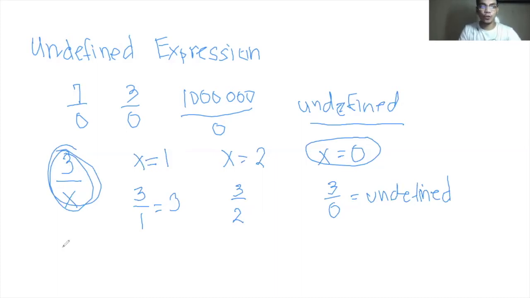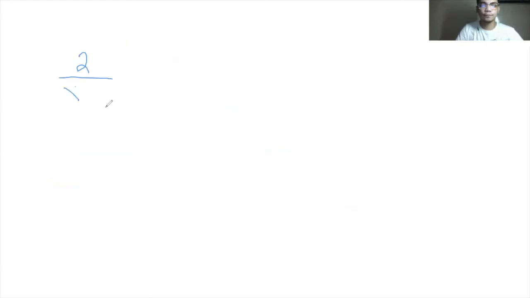And we call that now restriction. Okay, so when we talk about restriction, these are the value or values that we are not supposed to use because it will make the expression undefined. So in this case, the restriction is x equals to 0. Okay, because if we use x equals 0, then the expression is undefined.